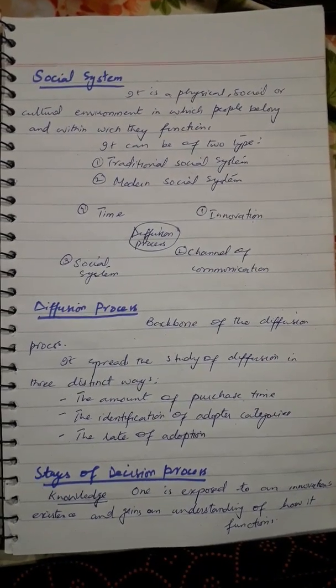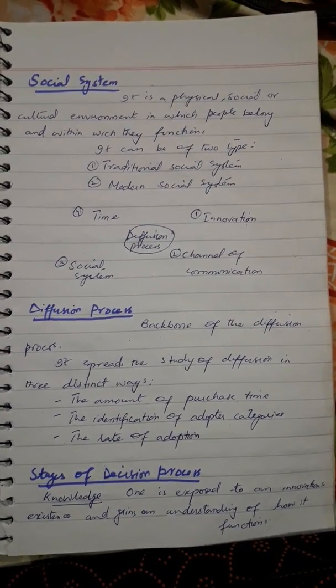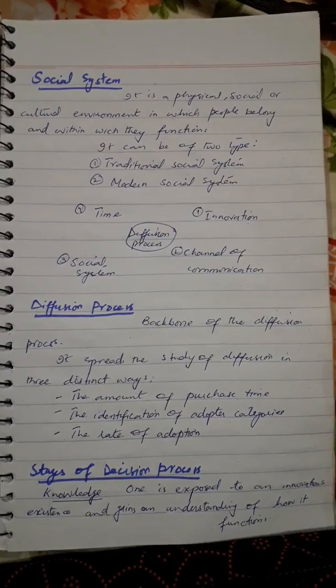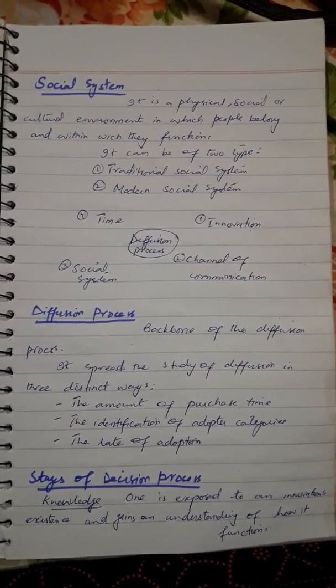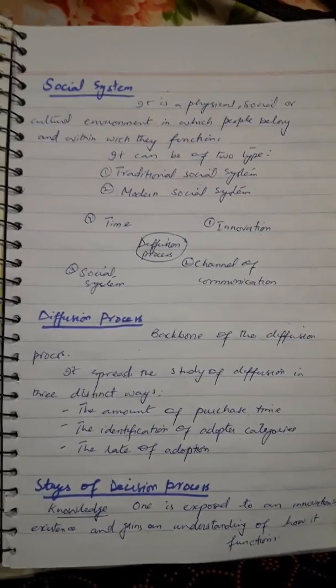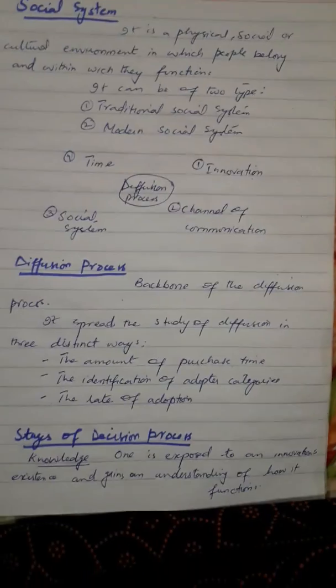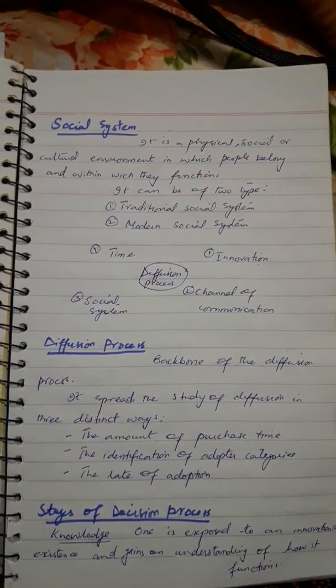Diffusion process. The study of diffusion spreads in three distinct ways: the amount of purchase time, the identification of adopter categories, and the rate of adoption.